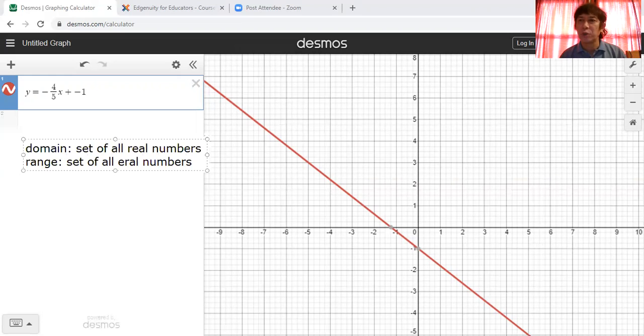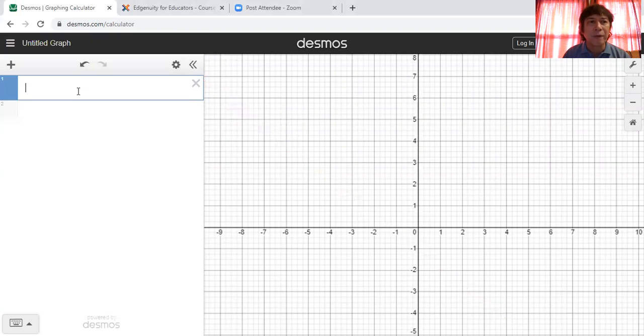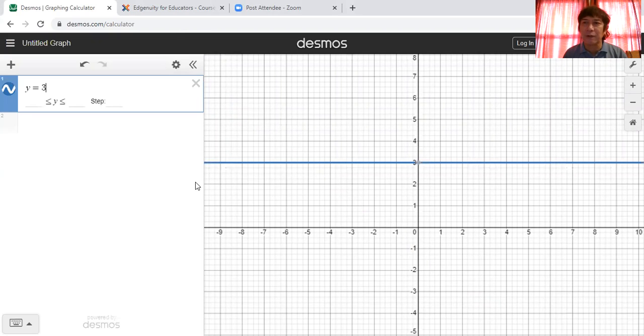And then we can proceed to another function. We can make use of a constant function. Now, how about a constant function equation? We shall try to see how it looks. Say we remove this. All right, let's try a constant function. Say y = 3.